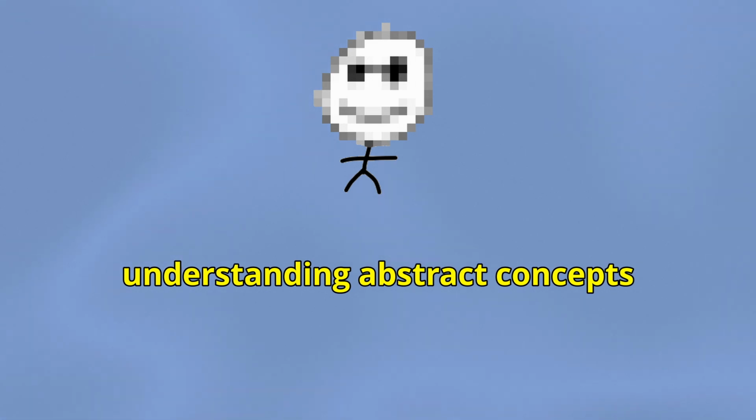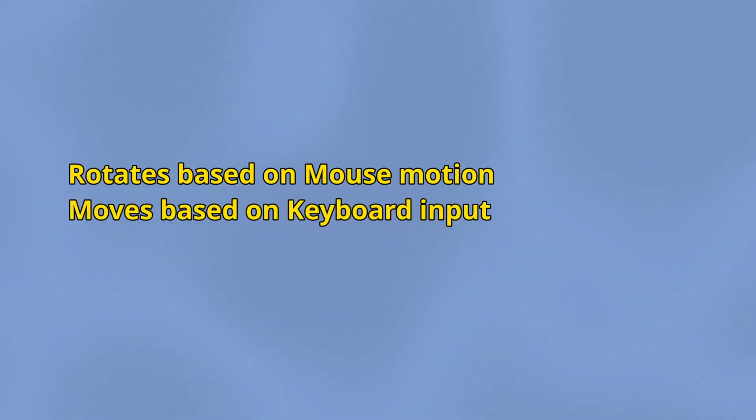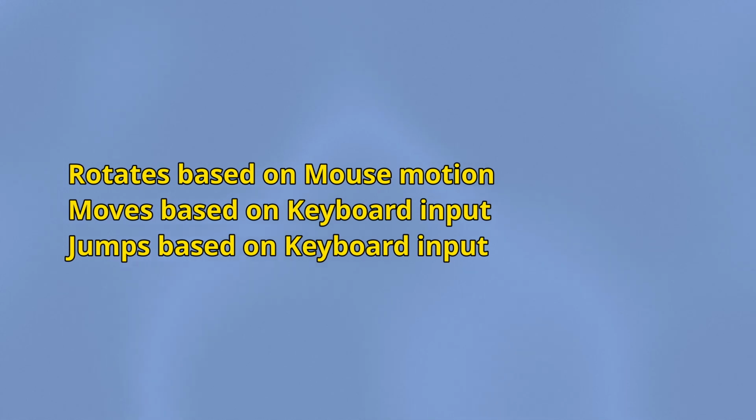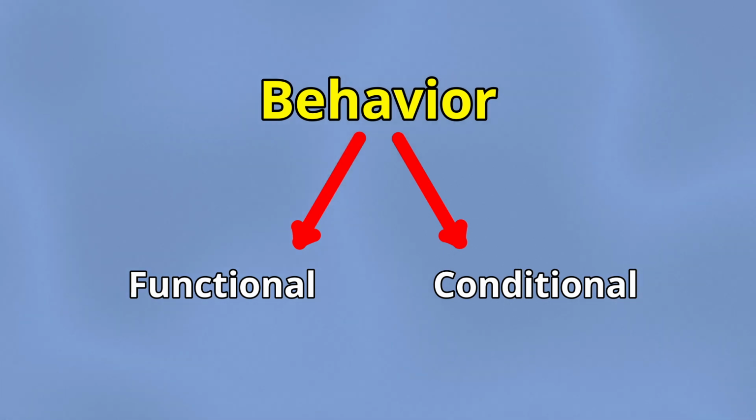to depict abstract concepts. To be able to modularize the object effectively, I ask myself what behaviors the controller has. Here is the list. It rotates based on mouse motion, moves based on keyboard input, and jumps again based on keyboard input. Each behavior is separated into two aspects, functional and conditional. This means that whenever some condition is met, some function is gonna be performed.